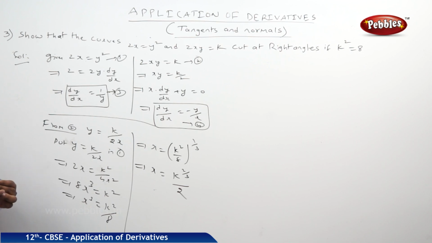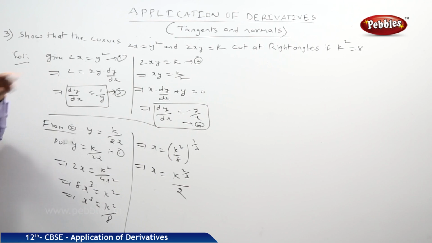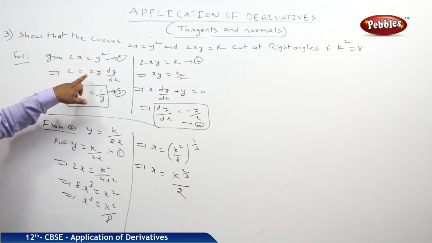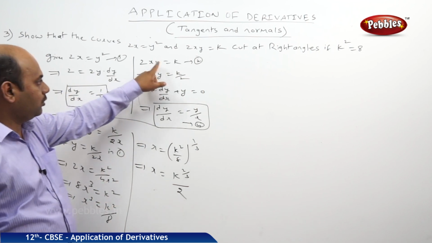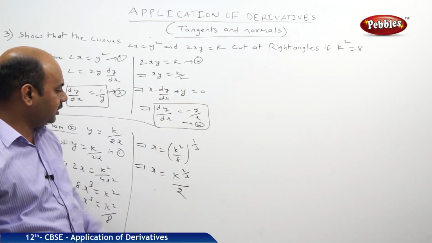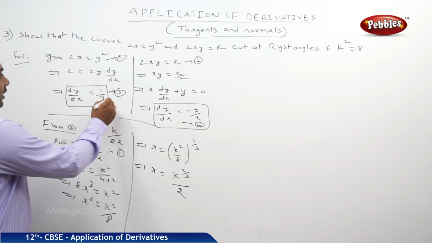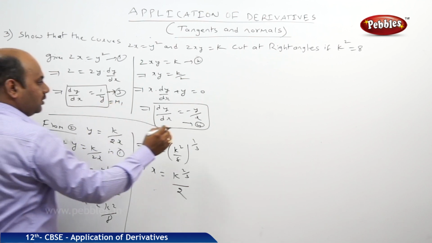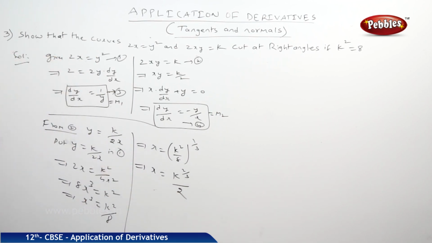Once again, I am telling what we have done so far. 2x is equal to y square. Differentiate with respect to x: 2 is equal to 2y into dy by dx. So dy by dx is equal to 1 by y. And 2xy is equal to k, xy is equal to k by 2, and here I found dy by dx is equal to minus y by x. So, if I call this m1 and this m2, I got two slopes, but I require the point of intersection.